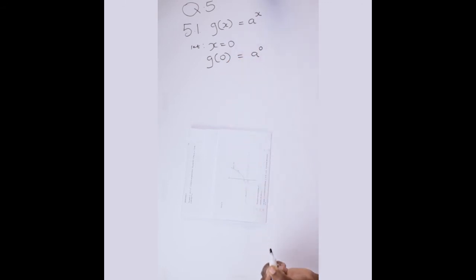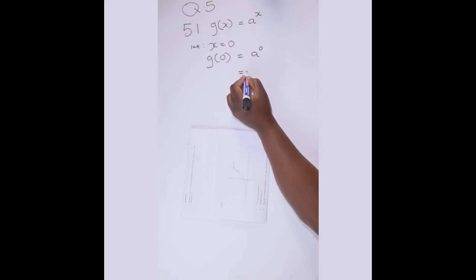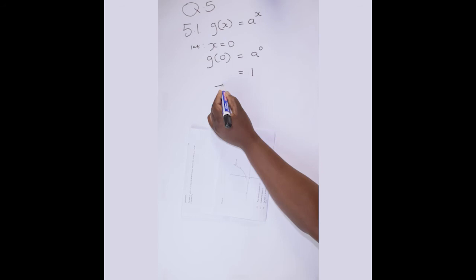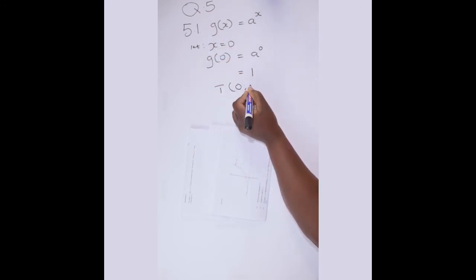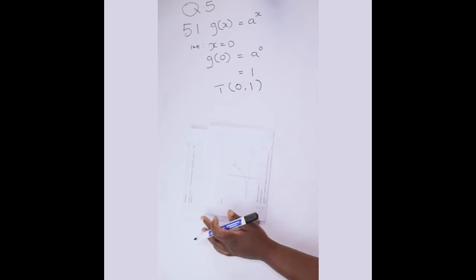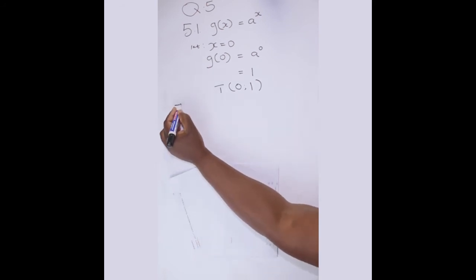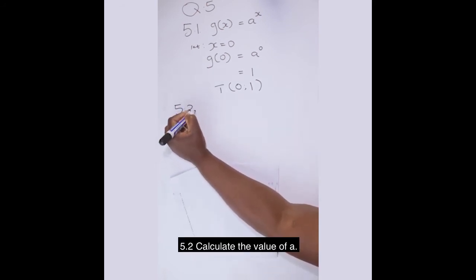In terms of exponents, we say everything to the power 0 is equal to 1. So a^0 is equal to 1. Therefore, the coordinates of T are the 0 that you have let x be, and also the 1 that you have calculated just now. You see how simple you can get those 2 marks. That is simple and straightforward. Okay, let's go to the second question, which is 5.2.